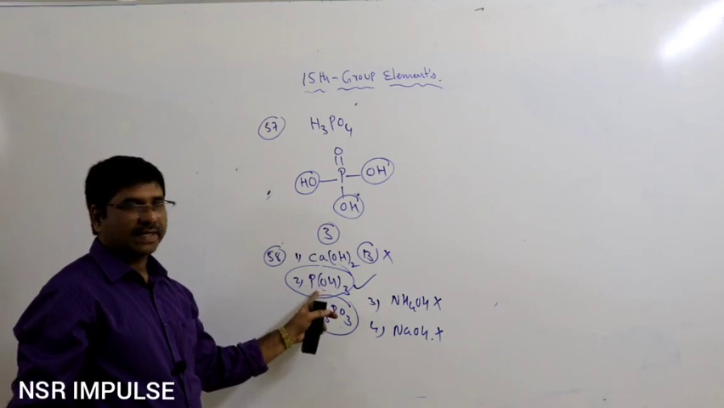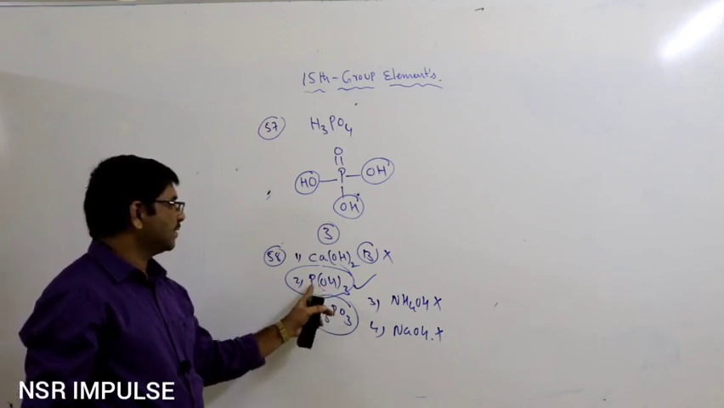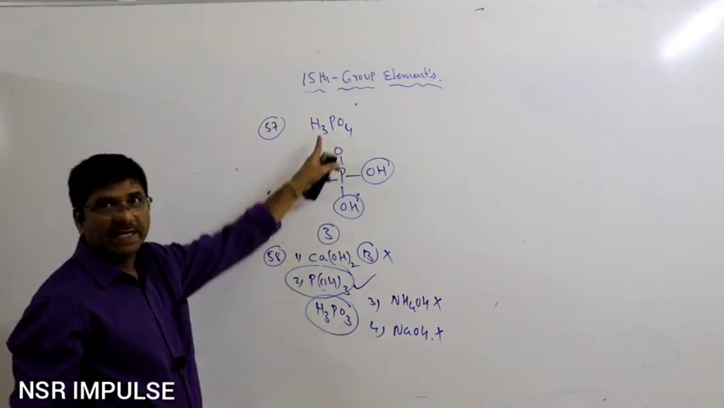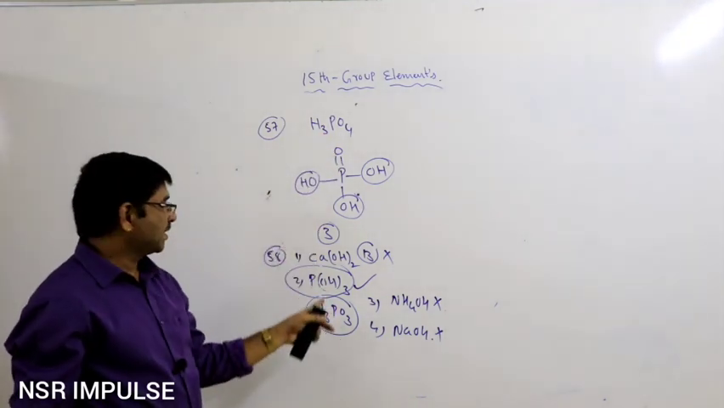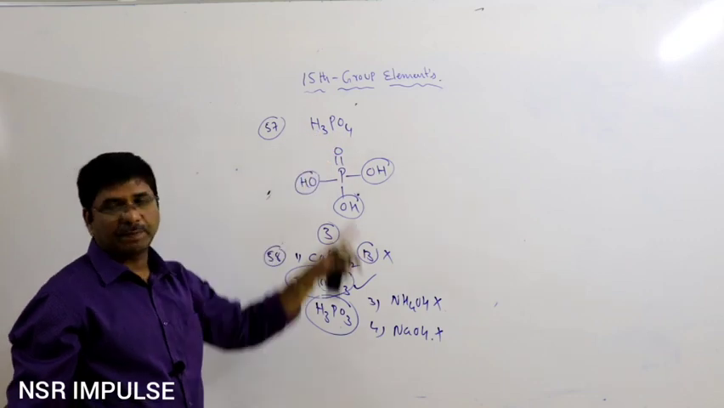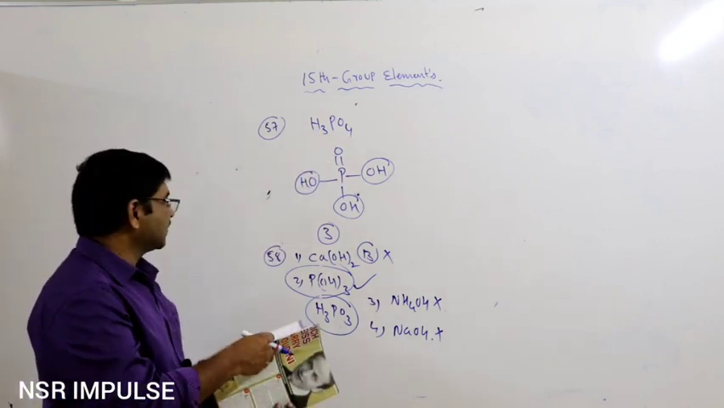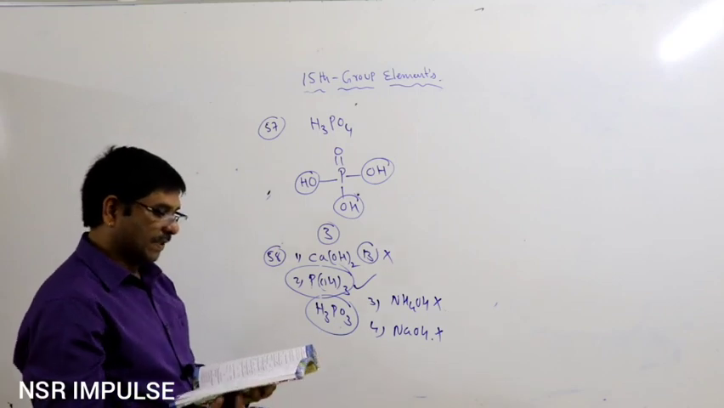So the acid answer is POH taken thrice. You know already it is also called H3PO3 like this. These are all acids: H3PO2, H3PO3, H3PO4, these are all acidic in nature. So the answer to 58 is the second option.